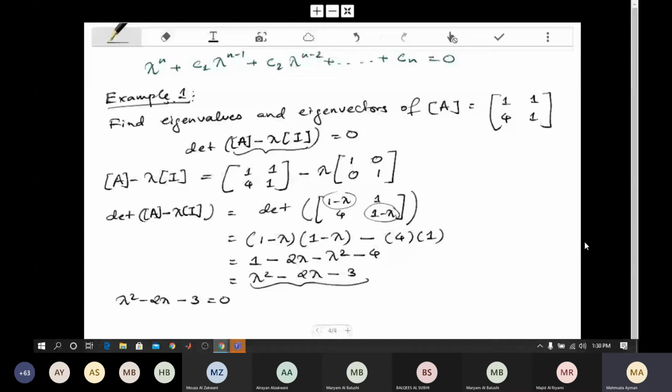So here now we have lambda times the identity matrix, which is [1 0; 0 1], and if you solve that, again let me write, [1 1; 4 1] minus, when you multiply the lambda inside here, you will get lambda 0 0 lambda, and that gives you this answer here.